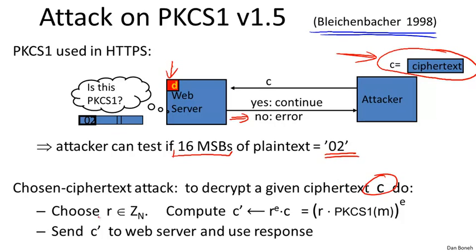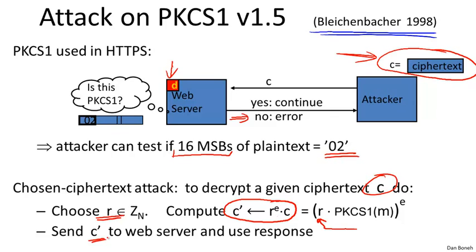The next thing he's going to do is choose a random value R, and build a new ciphertext C prime, which is R to the E times C, modulo N. Now what does that do? If we pull the R into the RSA function, what we just did is multiply the RSA plaintext, the PKCS1 encoding of M, by R, and that whole thing gets raised to the power of E. So that's the effect of multiplying C by R to the E. It multiplies the plaintext by R, a value that the attacker controls. And then he's going to send C prime to the web server, and the web server is going to say, yes, this starts with 02, or no, this doesn't start with 02.